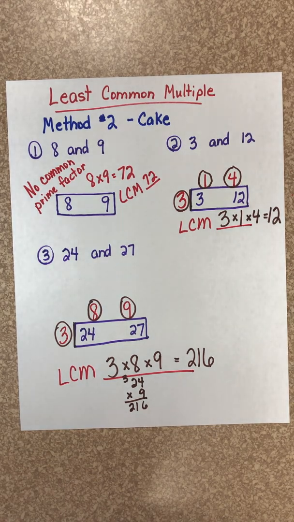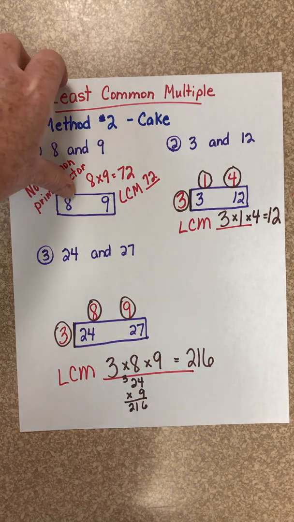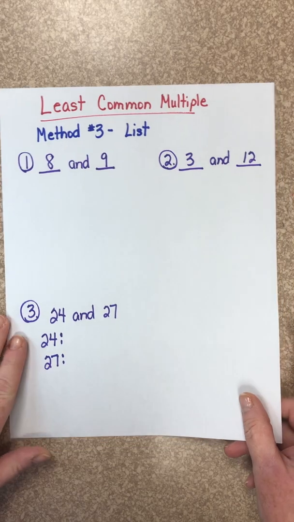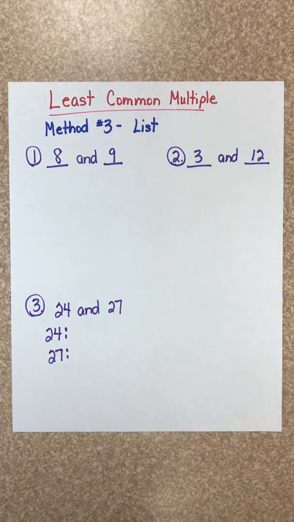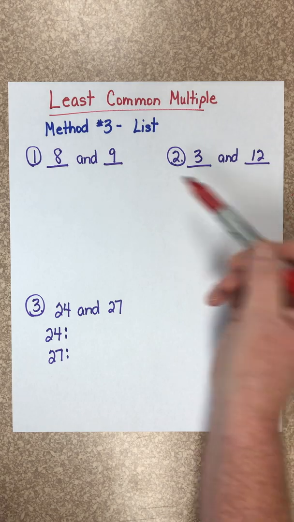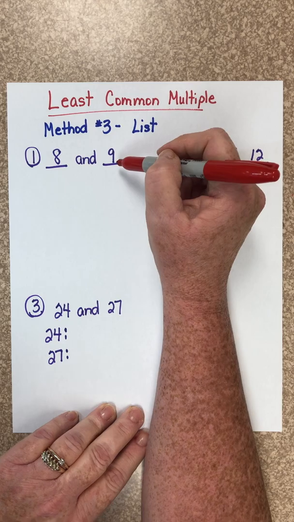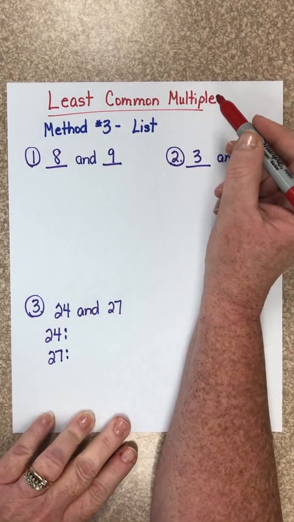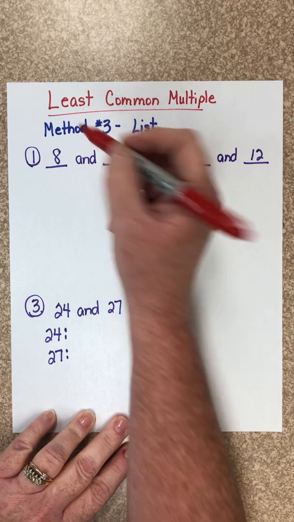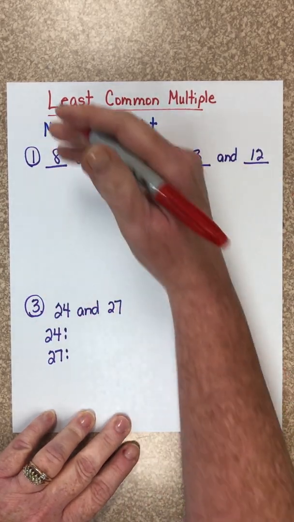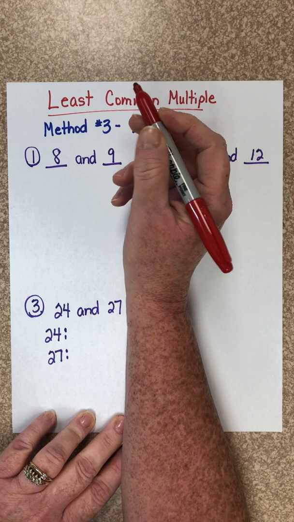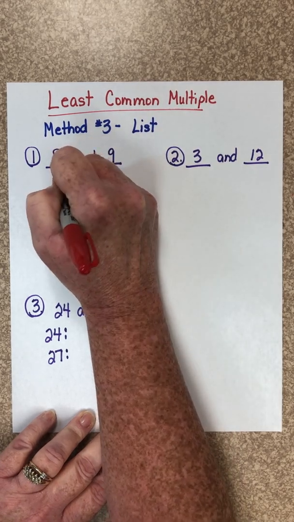So that's the second method you may choose to practice finding least common multiple. And let me show you one more method for finding least common multiple. This is the list method. We're going to list the multiples of these. Notice that I have 8 and 9 again, and I put a little line underneath, so I know those are the numbers we're going to find the multiples for. Let's start with 8. This time I'm going to go down the page vertically. The first multiple of 8 is 8.